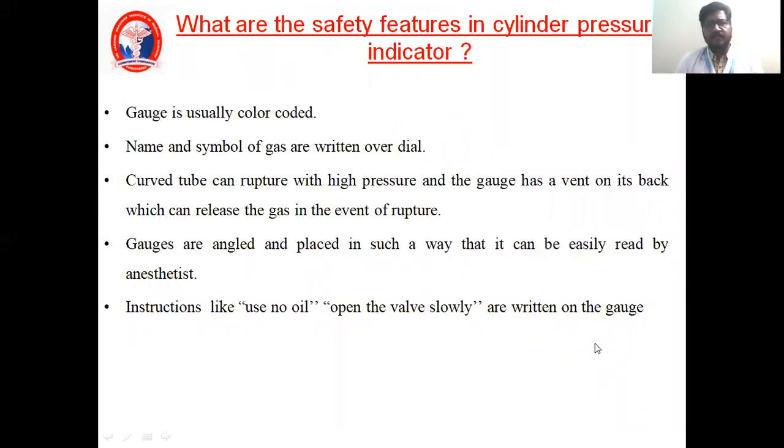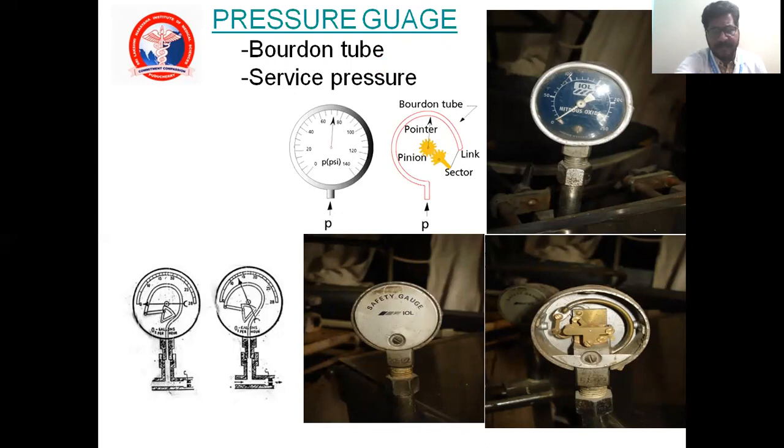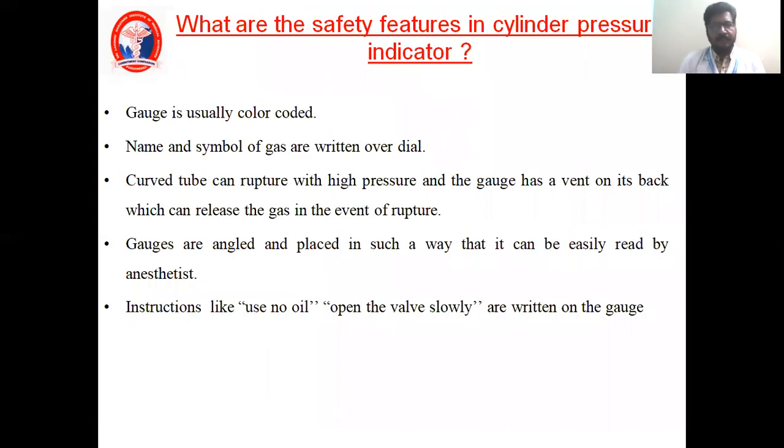What are all the safety features in the cylinder pressure indicator? The gauge is usually color coded. The name and symbol of gases are written over the dial. The curved tube can rupture with high pressure, and the gauge has a vent on its back. This is the vent. This is a glass we have in the posterior aspect. It is having a vent on the back. If the pressure increases, this glass will burst, and the pressure will be let out from the posterior aspect. Gauges are angled and placed in such a way that they can be easily read by the anesthetist. Instructions like use no oil, open the valve slowly, or turn on the gauge.